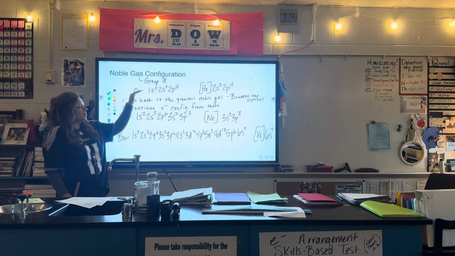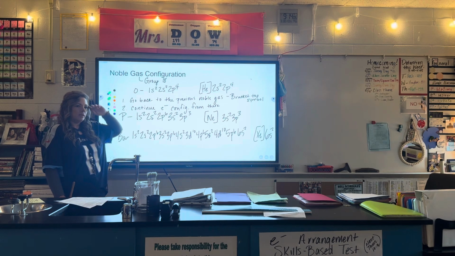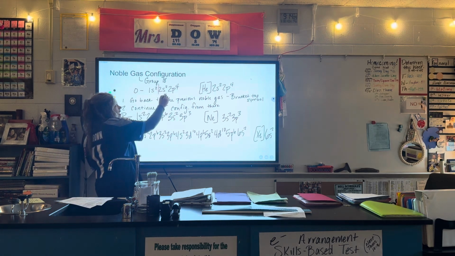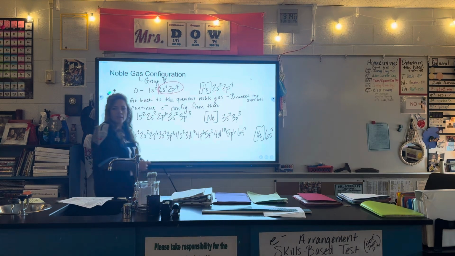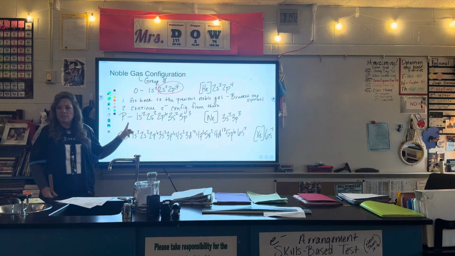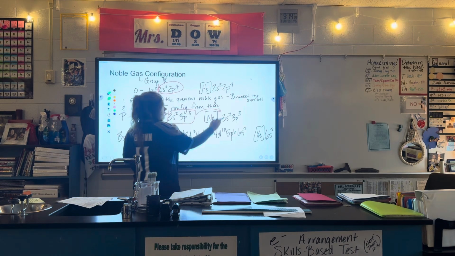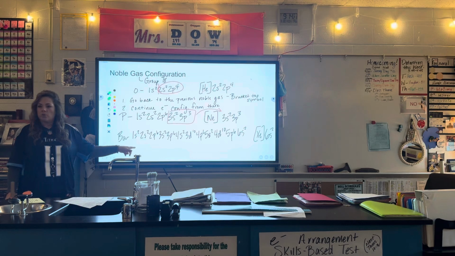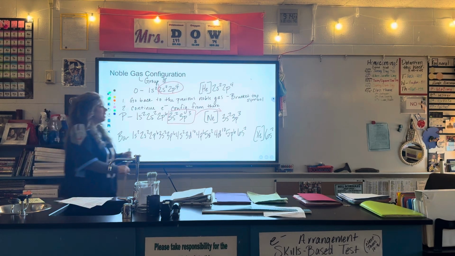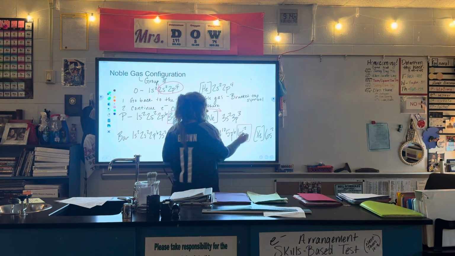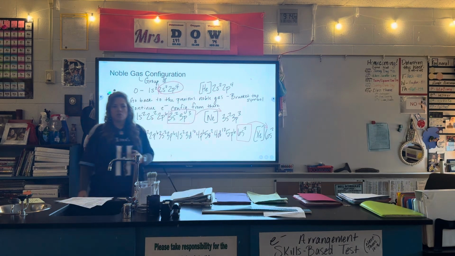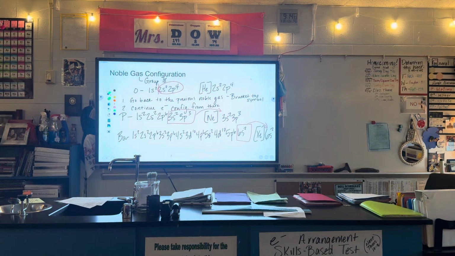So in this one, if I went to my last S, what would it be? 2s squared. I cut it off before that, and that's what I write after the noble gas. For this one, what's my last S? 3s squared. So I cut it off, and that's what I write for my noble gas. For this one, what's my last S? 6s squared. So I cut it off there, and that's what I write after my previous noble gas. So that's a shortcut to write your noble gas configuration. It's always your last S group because that's the line that your element's on.